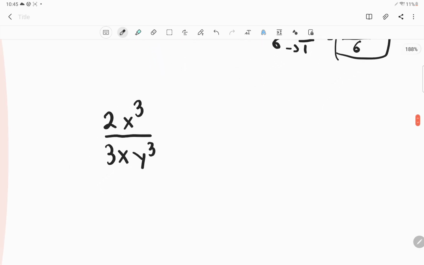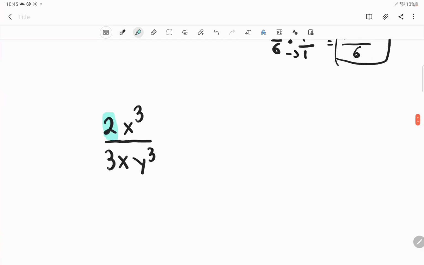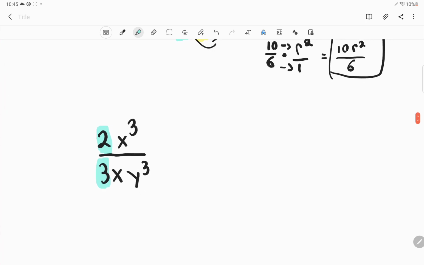Alright, the problem may look very confusing. Again, your coefficients, work with those at the very end. And also work your variables first, okay? So I'm going to rewrite my problem as x to the third over x, y. Okay, I'm going to worry about everything else later, or my numbers. So right here, how am I going to deal with this first?